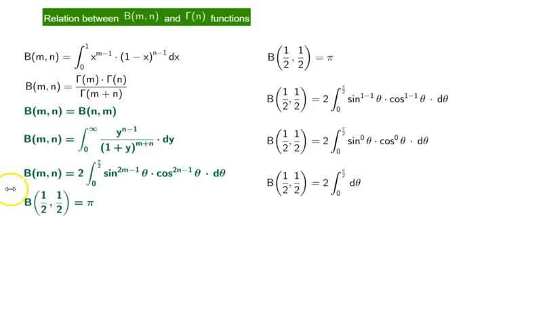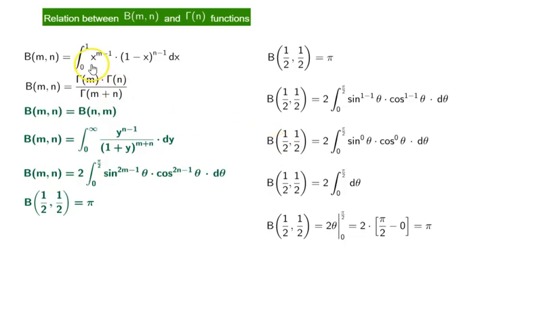Both are 1. So beta of 1/2, 1/2 is equal to 2 times the integral from 0 to pi/2 of d theta. Solving it, we get 2 times theta from 0 to pi/2, which is equal to 2 times pi/2 minus 0. So the 2 cancels out and we are left with pi.